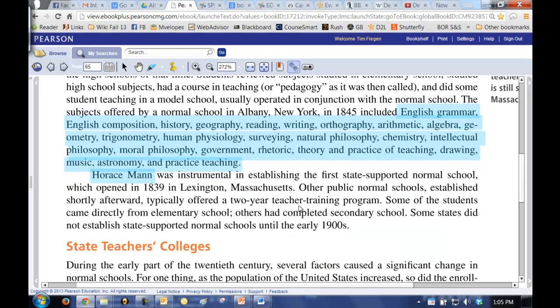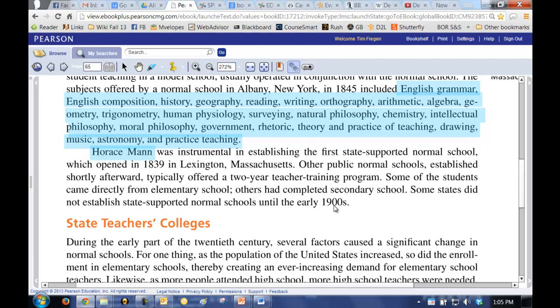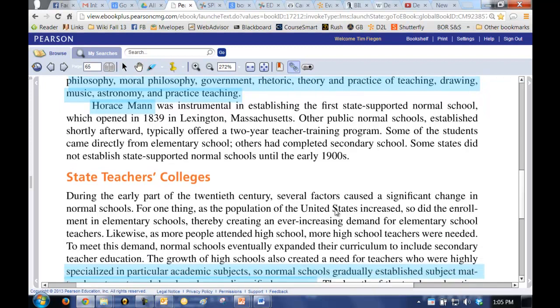And then here's our friend from last chapter, Horace Mann. He was instrumental in establishing the first state-supported normal school, which opened in 1839 in Lexington, Massachusetts. Other public normal schools established shortly afterwards typically offered a 2-year teacher training program. Some of the students came directly from elementary, others had completed secondary. Some states did not establish state-supported normal schools until the early 1900s.